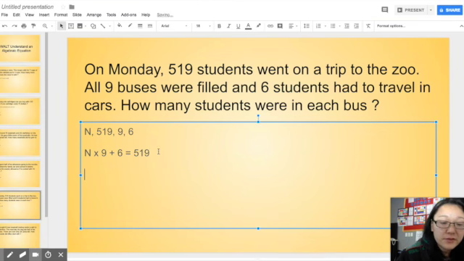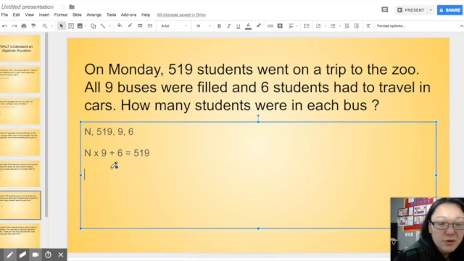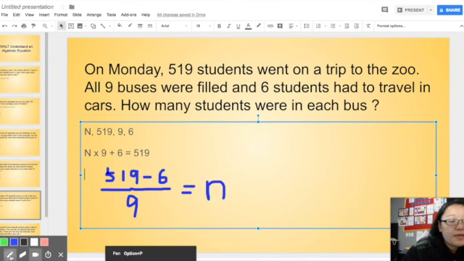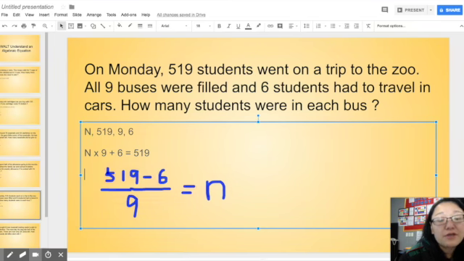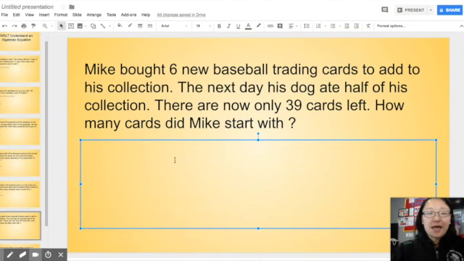You can also turn this around another way. I'll have to write for this one because you can't really type it out. But you could do, so that would also mean the same thing. 519, if you took away 6 that were in cars, then divided it by 9, then you would get N. So there's 2 different ways that you could do that equation. Final one we're going to do together.